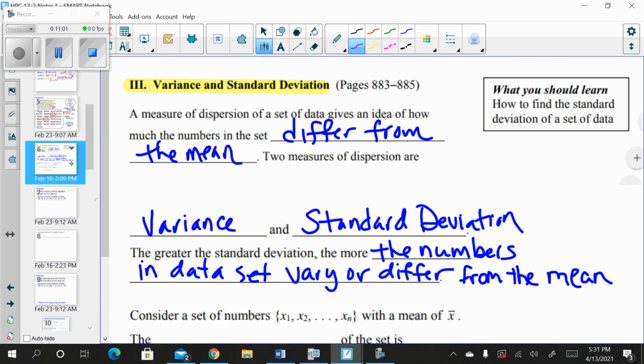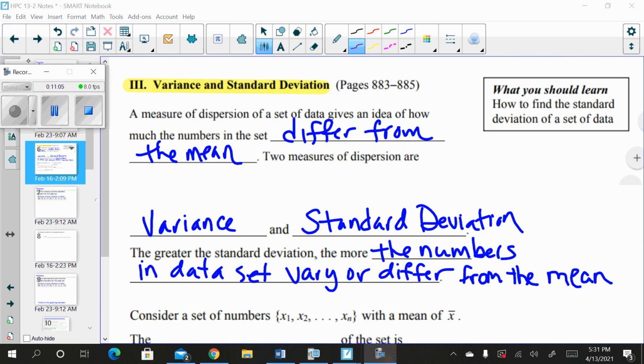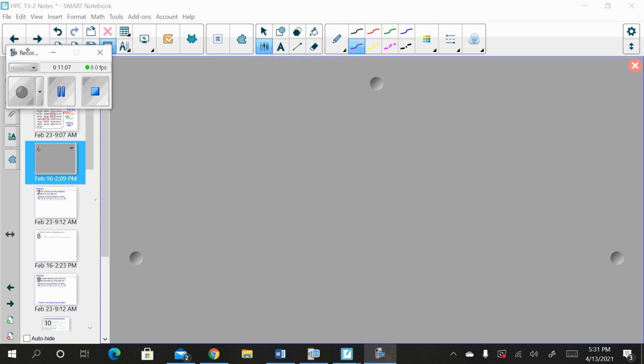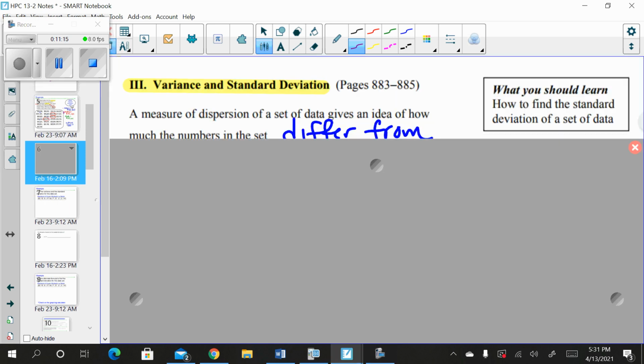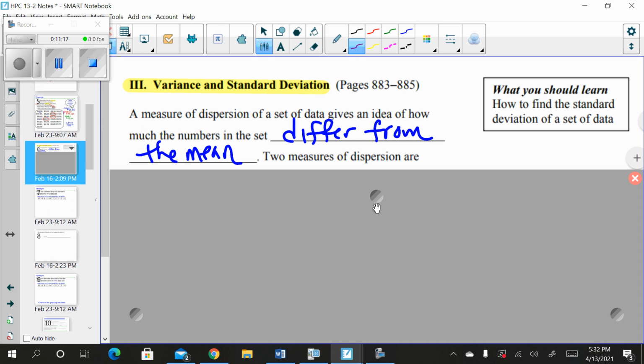All right, let's talk about variance and standard deviation now, so we can talk about another measure of a data set: how dispersed a data set is. We talked about central tendency, things around the middle, what's a good representation. Now we're going to look at dispersion, how dispersed or spread out data is, or how close together it is.